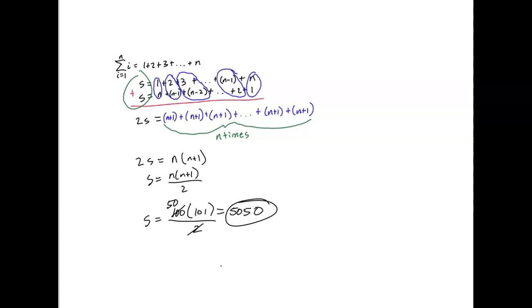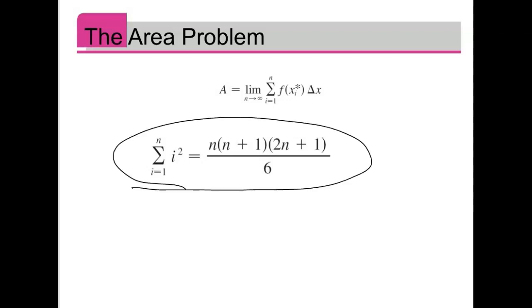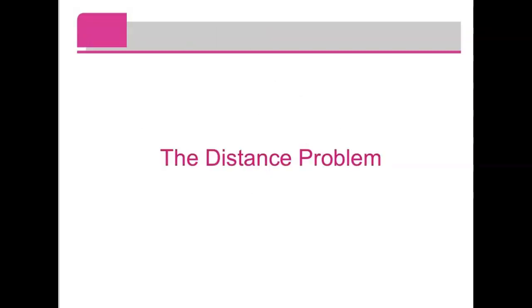All right. So we will use that, but here is the one that's a similar formula for finding the sum of the first n squared terms. All right, last thing we'll do is translate this to the distance problem.